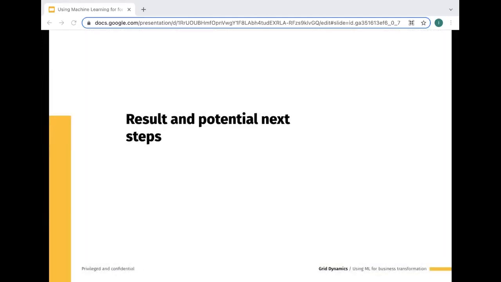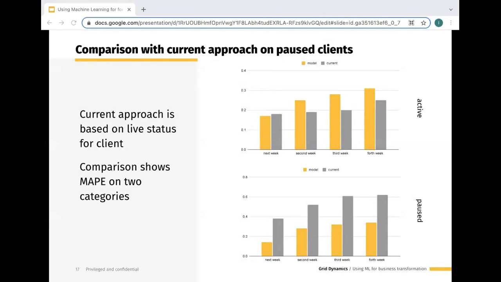To speak about results, we compared our result with the current approach this company had. The current approach is based on a live status for the client. For example, if a client is active and hasn't had any pause and cancel events for several weeks, he will be active. Such an approach has a benefit that it can predict active clients quite well, but it can't catch some pausing actions that will happen after the day we calculated this live status.